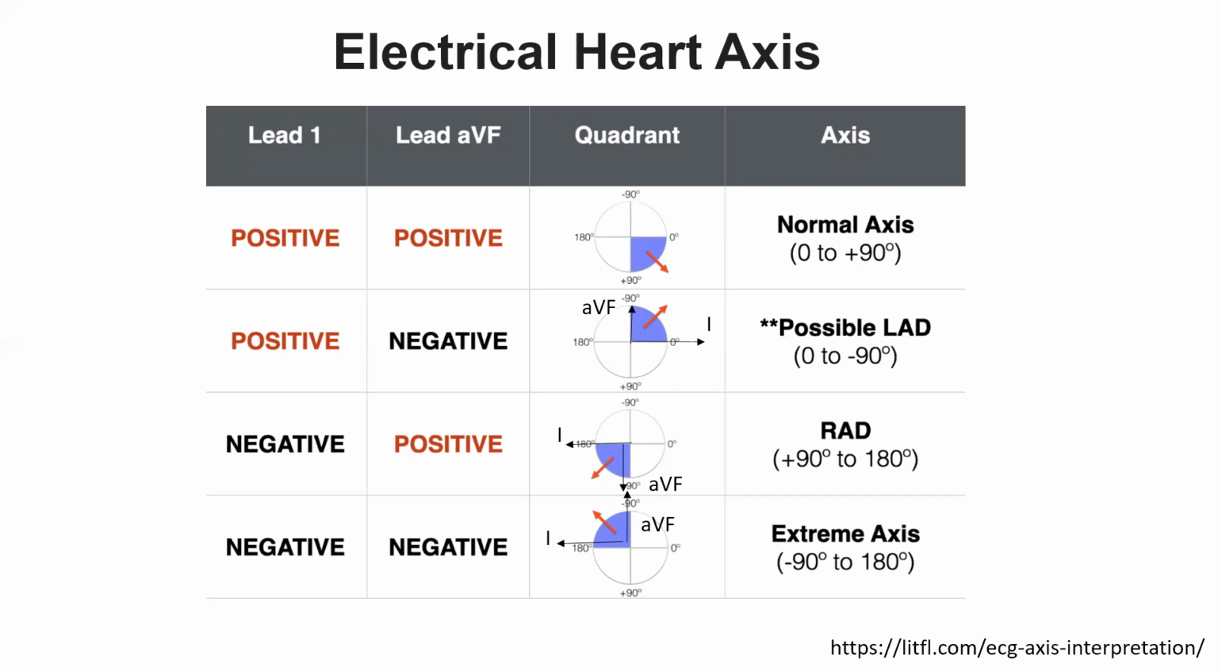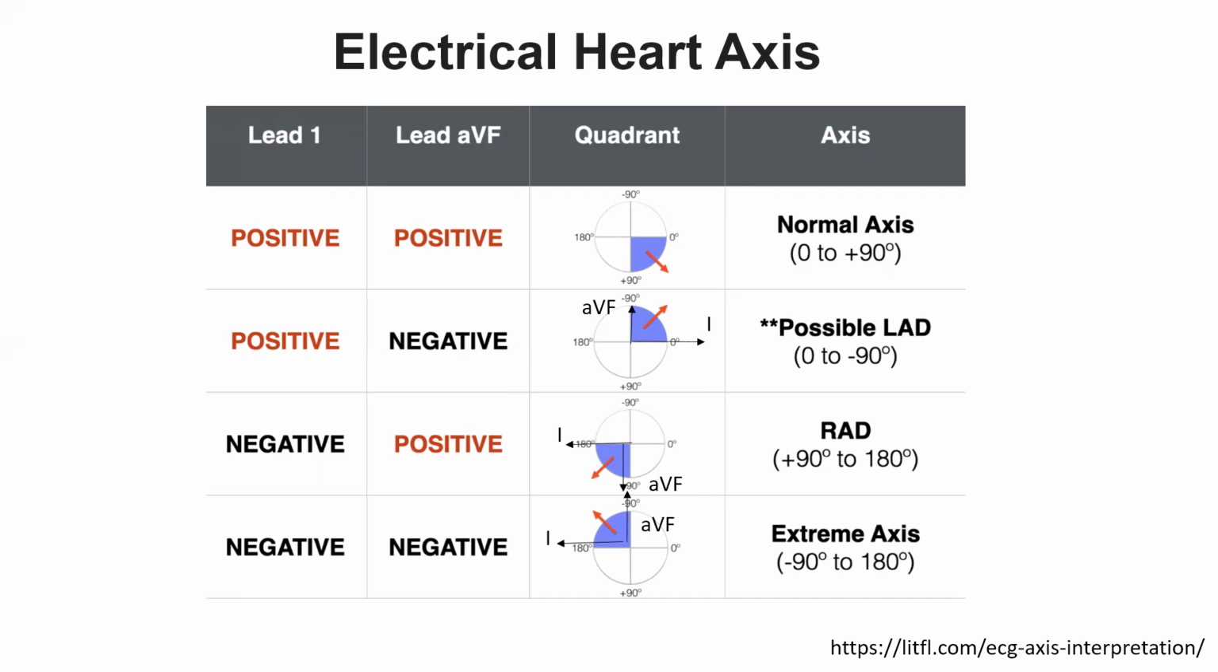In this graph, they just treat the normal axis as from 0 to 90. Actually, sometimes if you want to do it more accurately, the normal axis ranges from -30 to 90, but still 0 to 90 is in the normal range for sure.